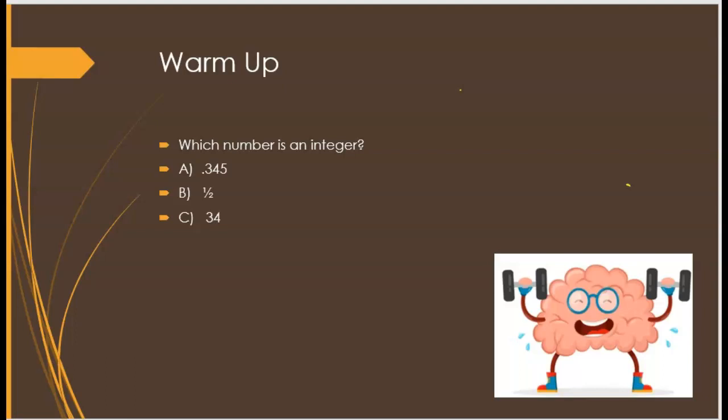I want you to figure out which number is an integer. Is it A, 345 thousandths? Is it B, 1/2? Or is it C, 34? I'm going to give you just a little bit of time to think about which one of those numbers is an integer.